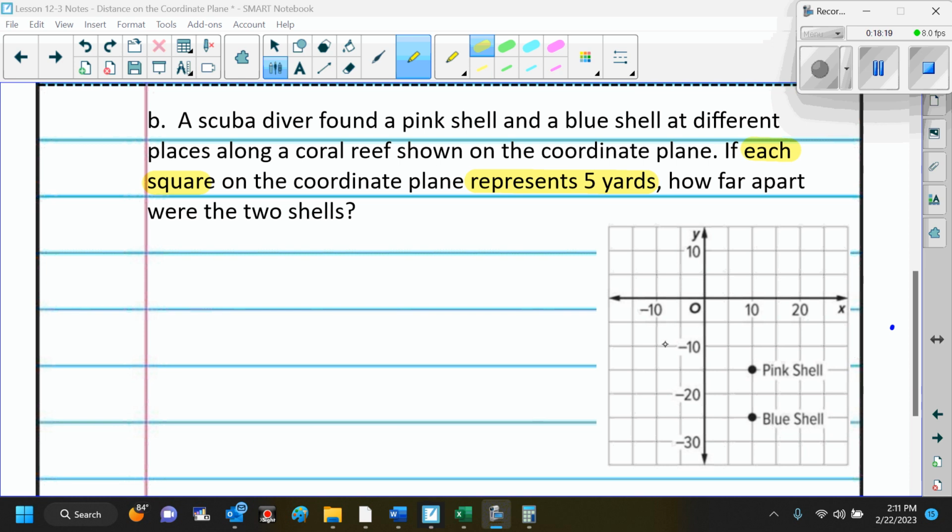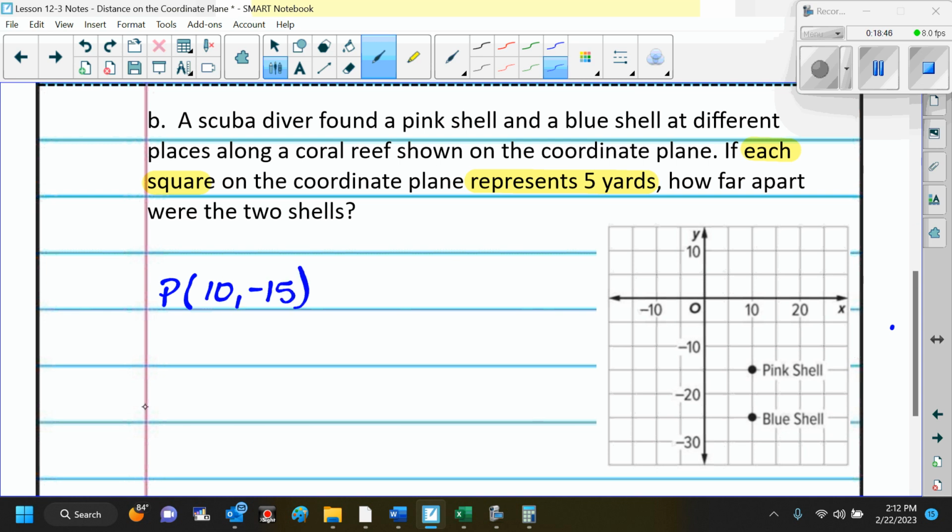So first thing we want to do is write our ordered pairs. So let's use P and B for pink and blue. So the pink shell is at 10, comma, and look at what we're counting by tens here. So this is +10, comma, -15. And the blue shell is at 10, comma, -25. So 10, comma, -25.